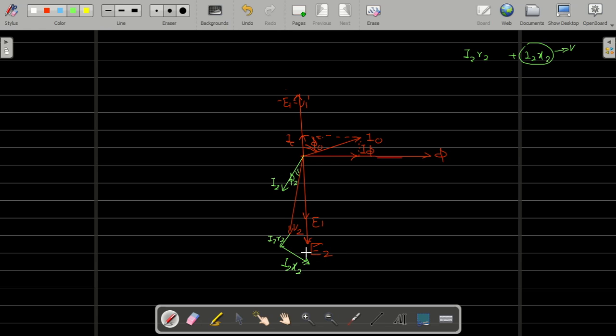Ab E2 ye nahi hai, yahan hai. V2 plus I2 R2 plus I2 X2. इन तीनों का वेक्टर सम क्या है? E2. E2 will be always more. So V2 plus I2 R2 plus j I2 X2 equal to what? E2. So E2 equal to this plus this plus this.